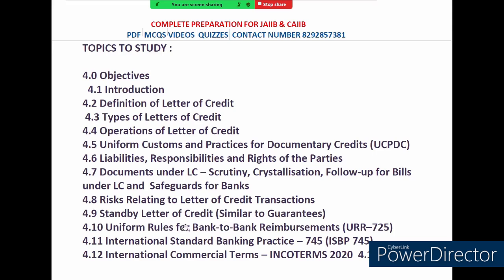What is a standby letter of credit? In short, it is called SBLC. And then we will discuss the uniform rules for bank to bank reimbursement, that is called URR 725. And after that we will see ISBP 745 and Incoterms, which is very important. And finally we will end this chapter with a case study.